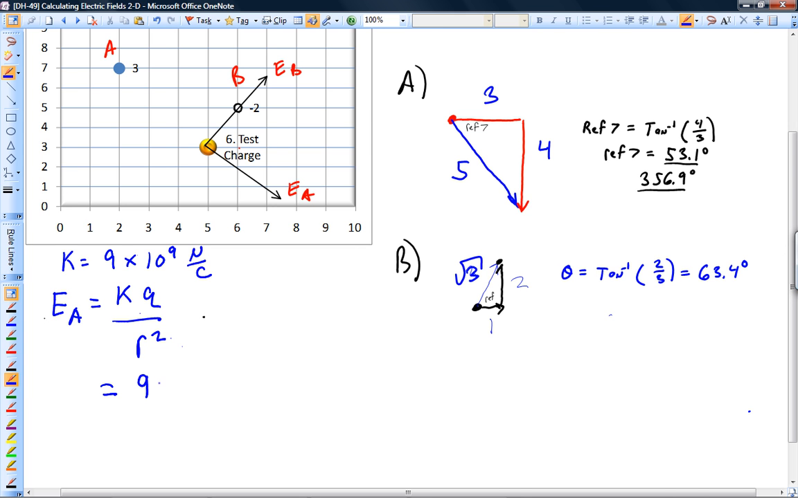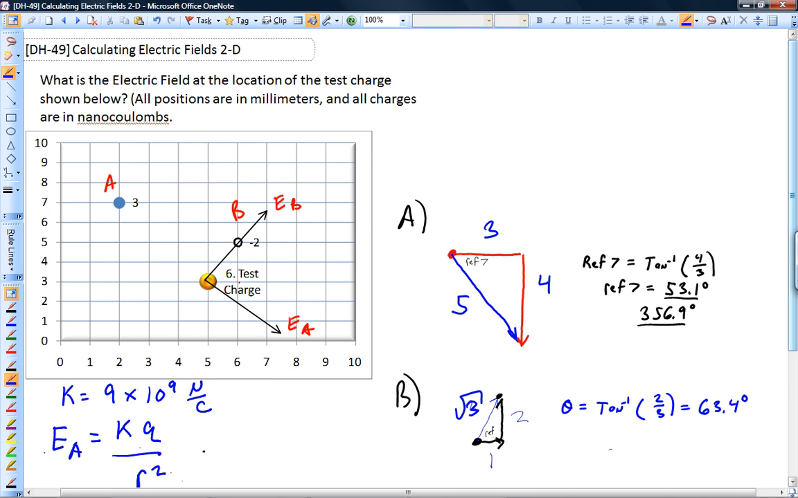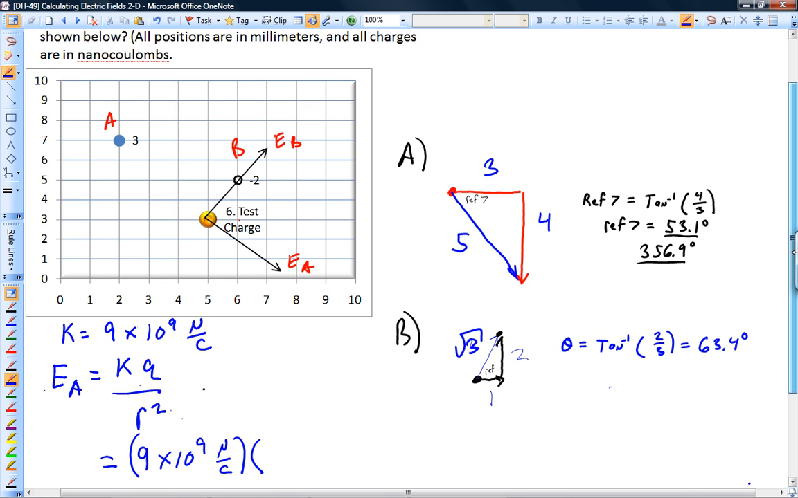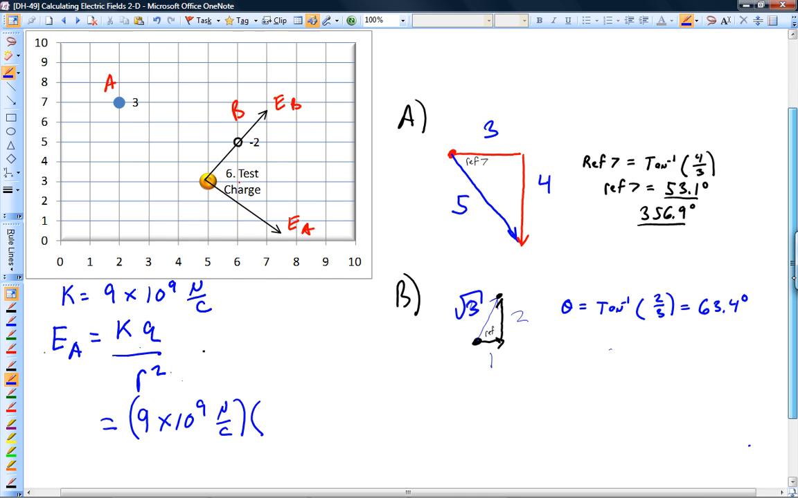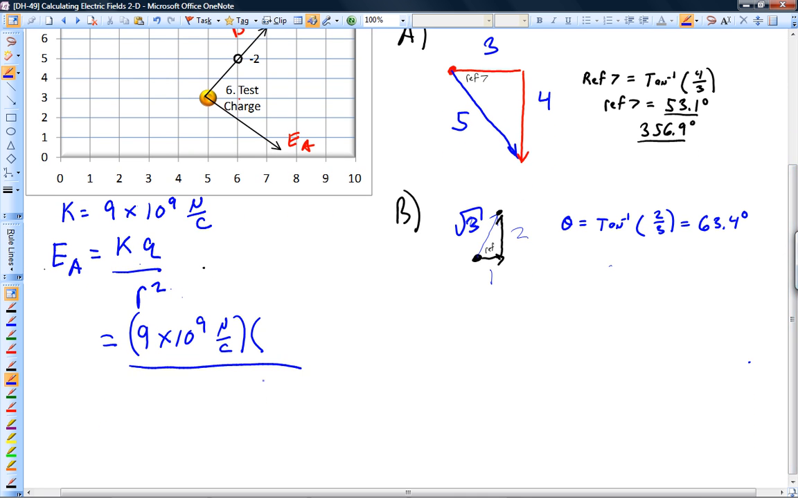So for A, we're going to put in 9 times 10 to the 9th newtons per coulomb times the q, which now here's where we got to be really careful about the prefixes. Now if you look at the statement of the problem, it says that all charges are in nanocoulombs and all positions are in millimeters, which means their distances are also in millimeters. So when we have a distance, in this case of 5, that's going to be 5 millimeters, or 5 times 10 to the negative 3 meters. Don't forget to square it.